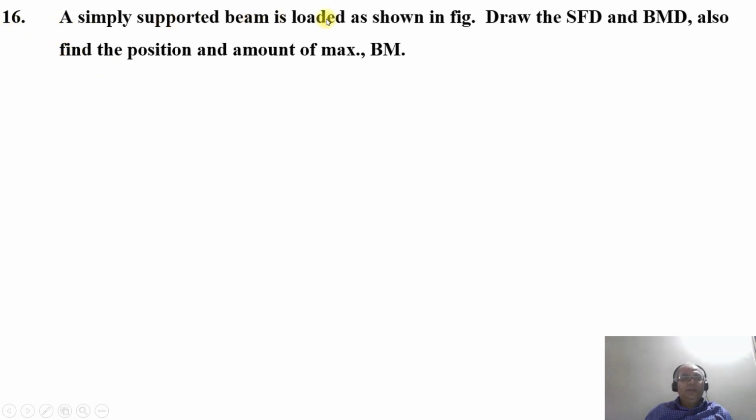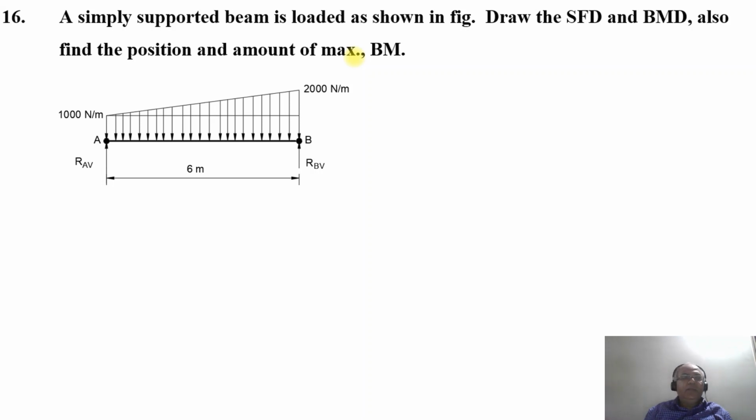We will take up one more problem on simply supported beam, problem number 16. A simply supported beam is loaded as shown in the figure. Draw the SFD and BMD, also find the position and the amount of maximum bending moment.